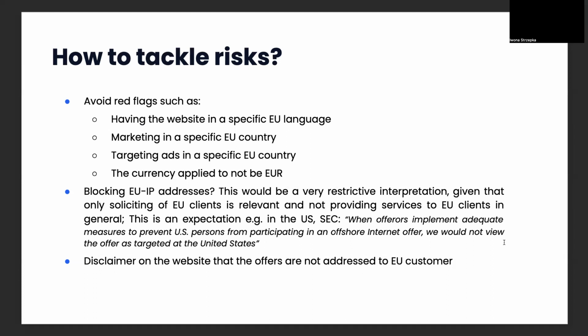The SEC stated in one of its complaints the following: when offerors implement adequate measures to prevent US persons from participating in an offshore internet offer, we would not view the offer as targeted at the United States. So obviously, if EU IP addresses would be blocked, then the offer is not targeted at EU clients. But at the same time, since there is this reverse solicitation exemption, why would any crypto asset service provider do that? And also including proper disclaimers on the website that the offers are not addressed to EU customers would be helpful for sure.